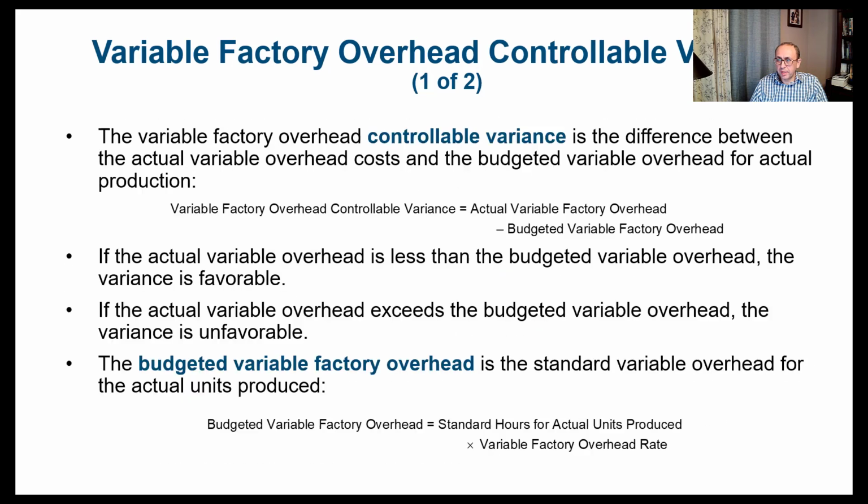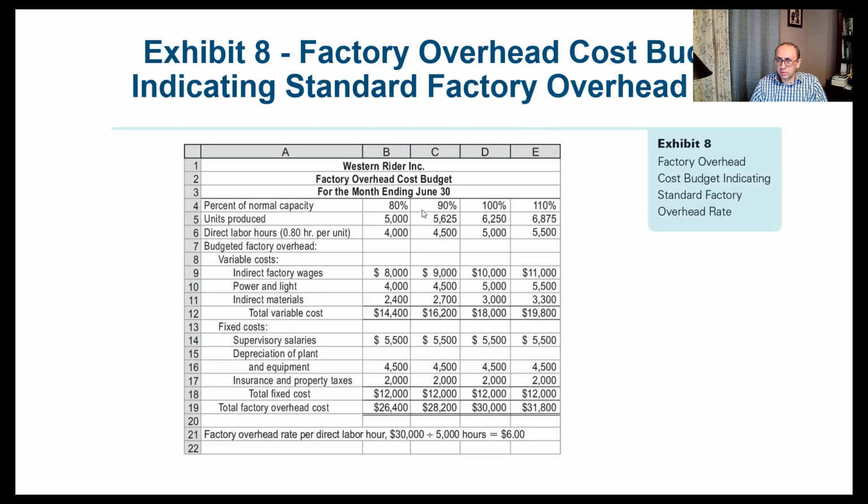So again, let me go back to this 80% here. You see here the direct labor hours were 4,000 because that was the units produced, which was below the 100% capacity.